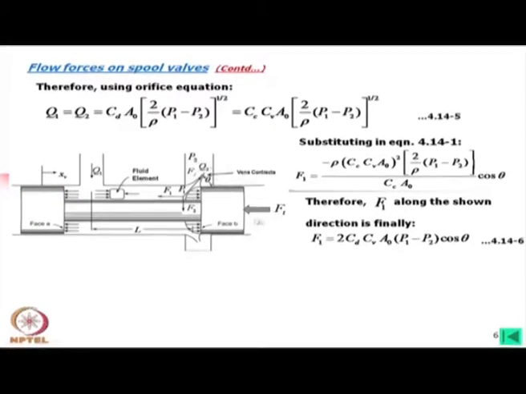So, for clarity again we can see this figure. P1 will be higher than P2, and we can write down this equation if we know this jet angle. Now, this jet angle is not known really, but the valve orifices are designed in such a way that from the standard experimental data we can assume what might be this angle.